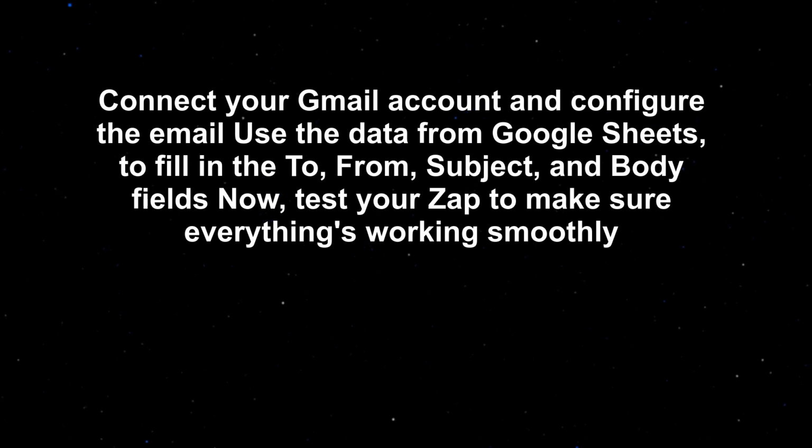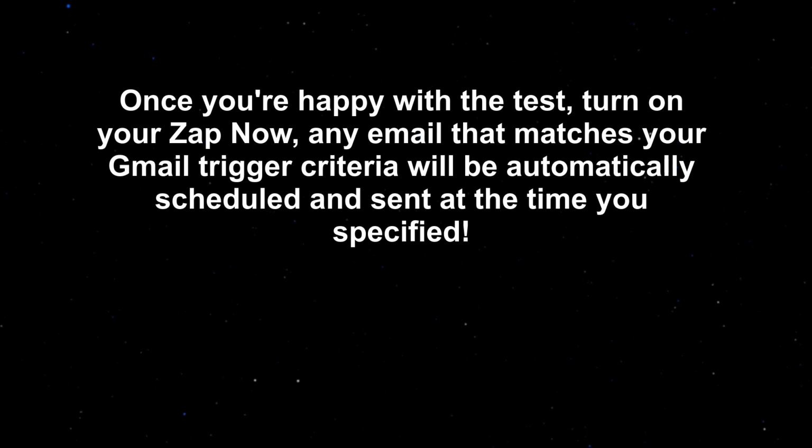Now, test your Zap to make sure everything's working smoothly. Once you're happy with the test, turn on your Zap. Now, any email that matches your Gmail trigger criteria will be automatically scheduled and sent at the time you specify.